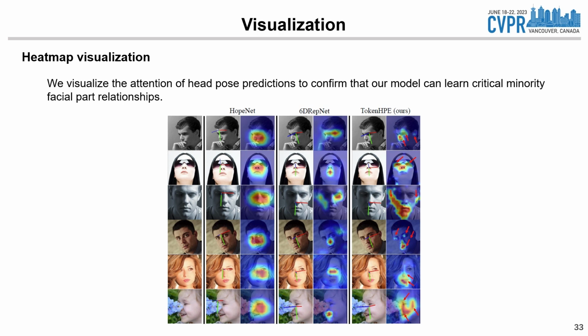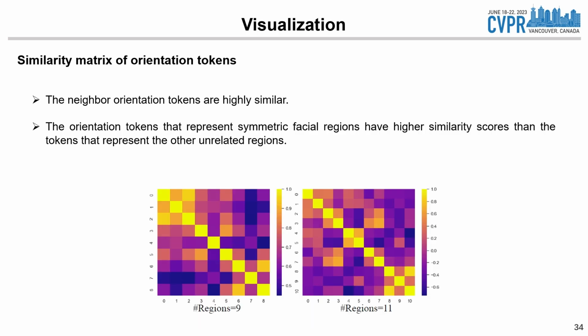First, the heat map of head pose predictions. Results show that our method can learn the critical minority relationships of facial parts despite serious facial part missing. We calculate the cosine similarities of the learned orientation tokens. Results show that the neighbored tokens are highly similar and the tokens that represent symmetric facial regions have higher similarity scores than the tokens that represent other unrelated regions.